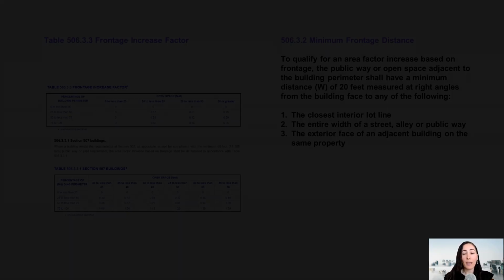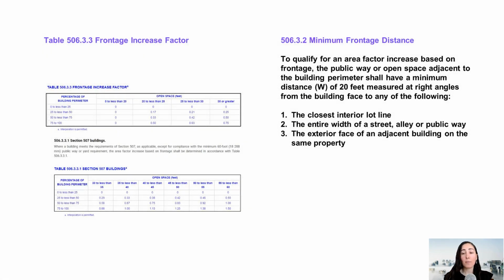Additionally, the public way or open space adjacent to the building perimeter shall have a minimum distance of 20 feet, measured at right angles from the building face to an interior lot line, a street, or exterior face of an adjacent building on the same property. Then, 506.3.3 provides a frontage increase factor, which can be used to increase the area of a building.